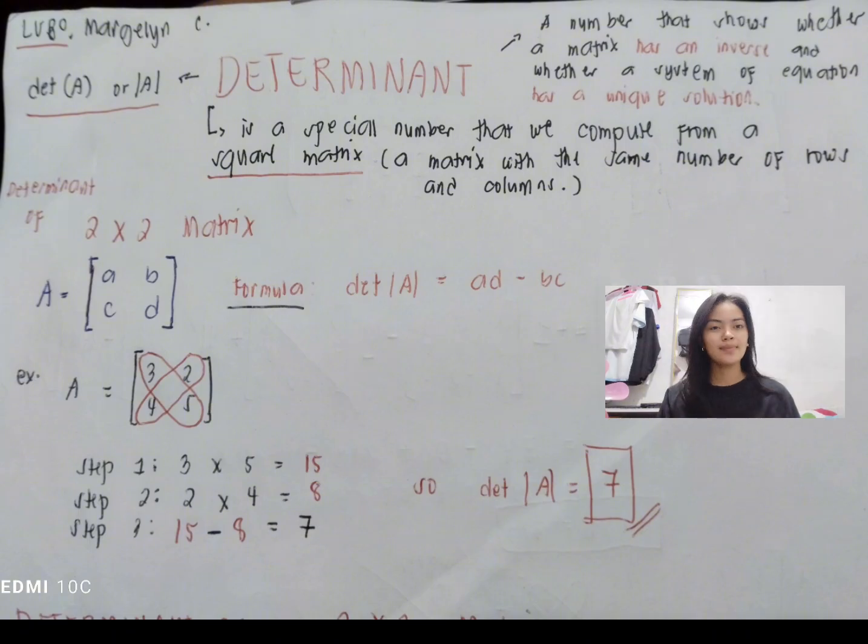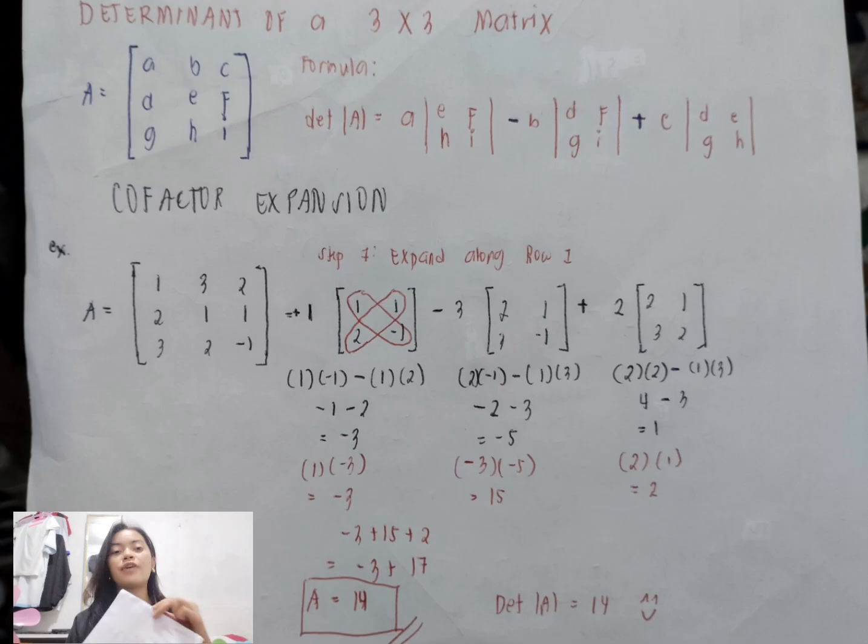So that is how we solve the determinant of a 2 by 2 matrix. Let's move on and proceed with the determinant of a 3 by 3 matrix.